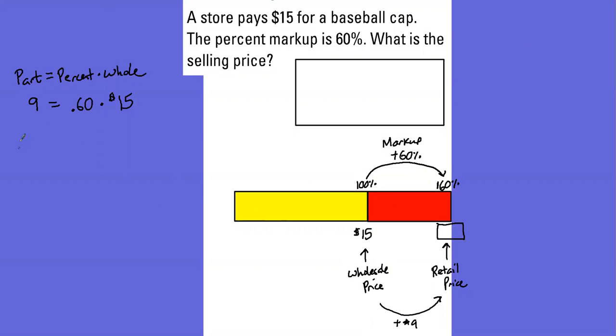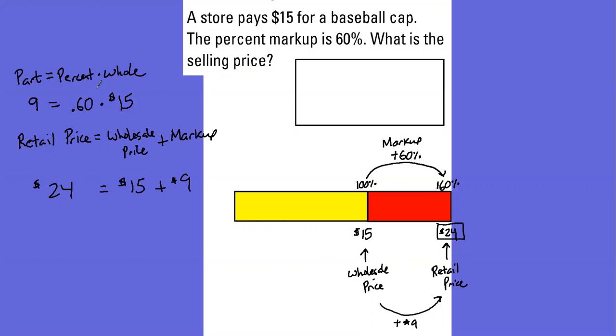So I know that my retail price is always equal to my wholesale price plus my markup. And my wholesale price was $15. And my markup was $9. And $15 plus $9 would be $24. And that would be my retail price.